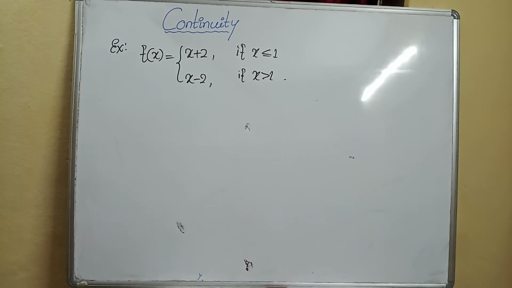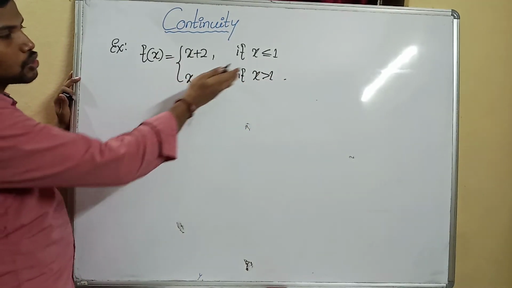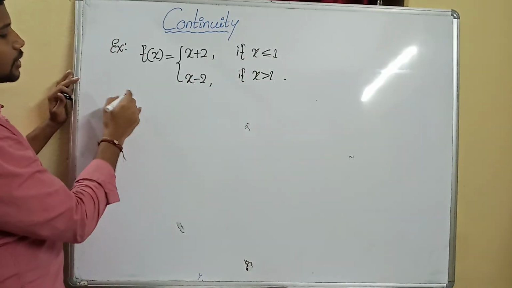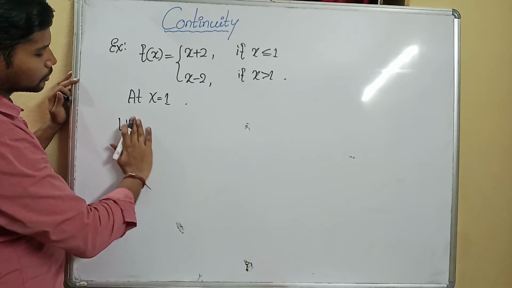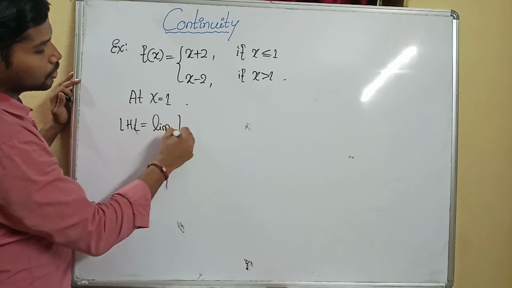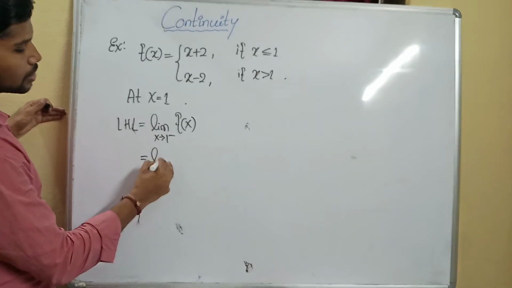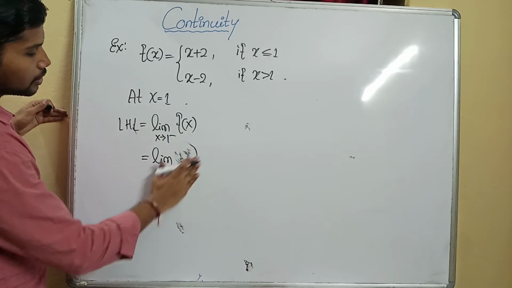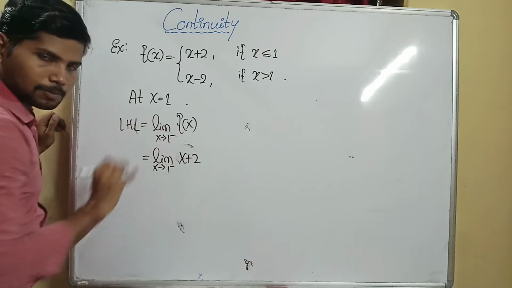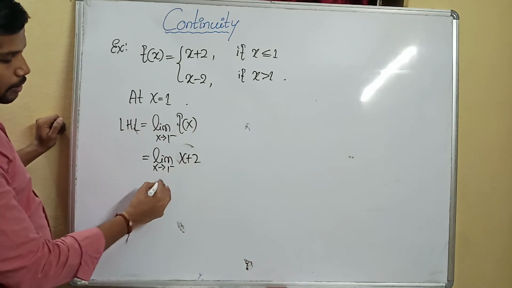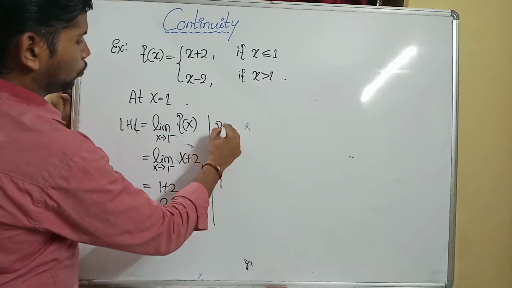Observe the example here. I'd like to check the continuity at x equal to 1, because the function is changing at exactly 1. First, the LHL part: limit of f of x as x tends to 1 minus. 1 minus means less than 1, so I need to take the function x plus 2. Replacing x by 1, 1 plus 2 is 3. Got the point clearly? Then what about the RHL part?